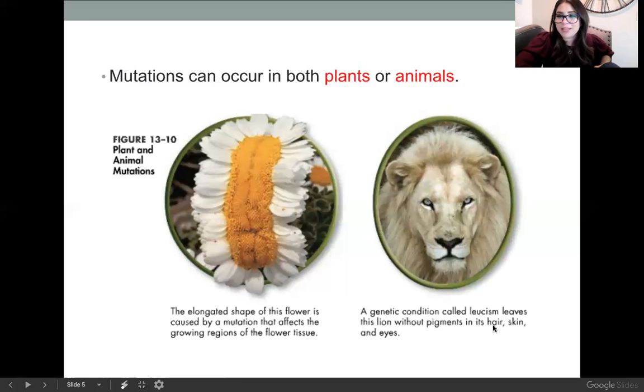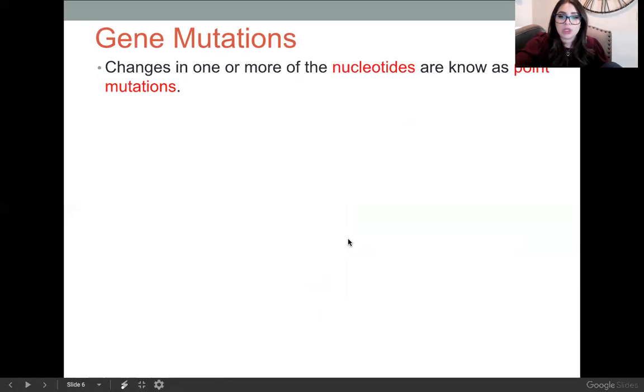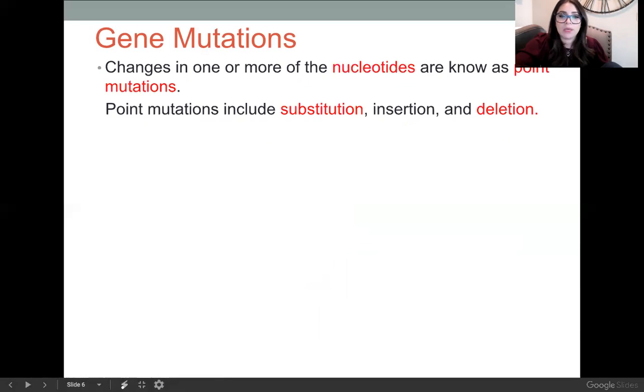We talked about pigmentation being a gene mutation where it affects a trait. Here you see this elongated flower tissue. With the gene mutations, there's going to be three main types of point mutations. There is a substitution, an insertion, and a deletion. And the thing about these last two is that these are actually called frame shift mutations. And let me show you kind of what that means.